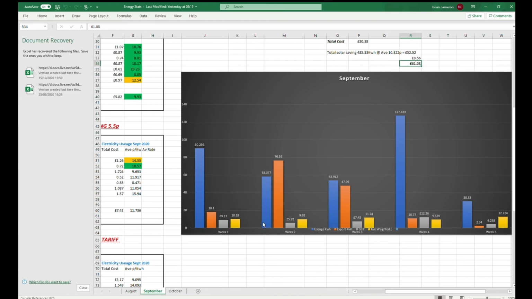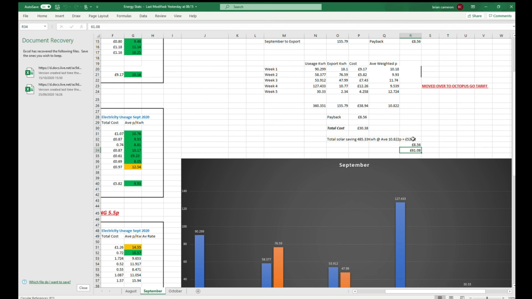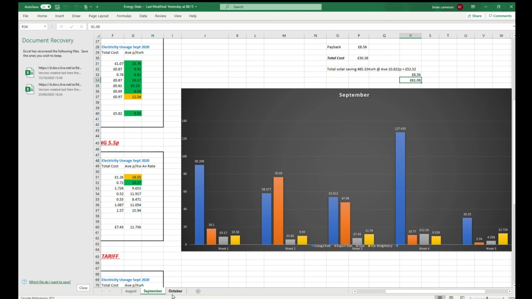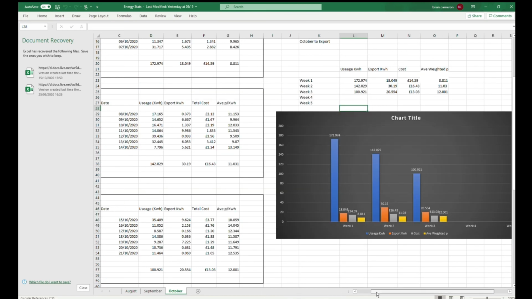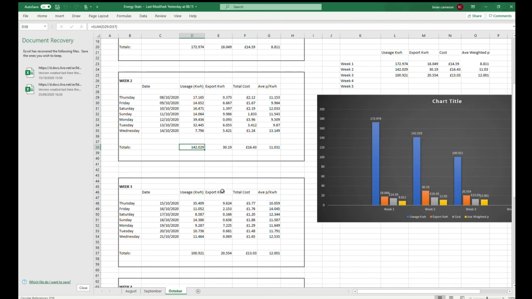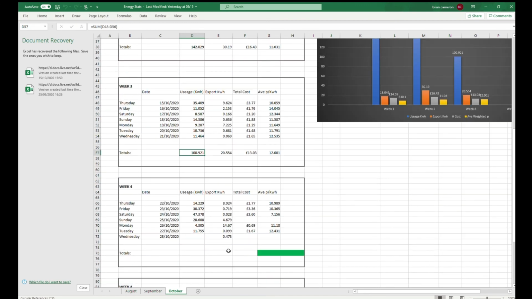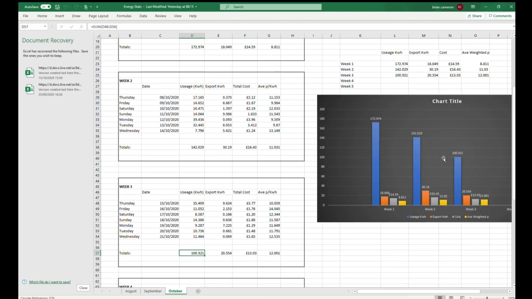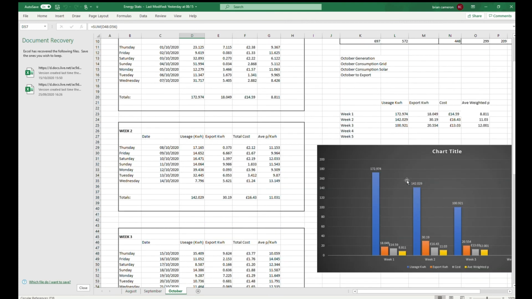So yeah, you can see around here, got to be about say around 10 pence is the average weighted, like we can see there, 10.822. So that is September, and as we go over to October, you can see here immediately 170, 142, 100. Yeah, it's going to be quite meaty again all the way through October. Decreasing scale here by the look of things, but it's quite interesting to see.